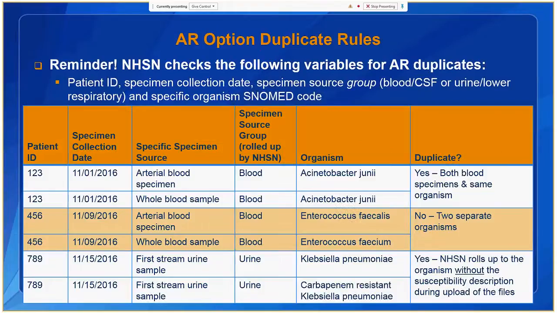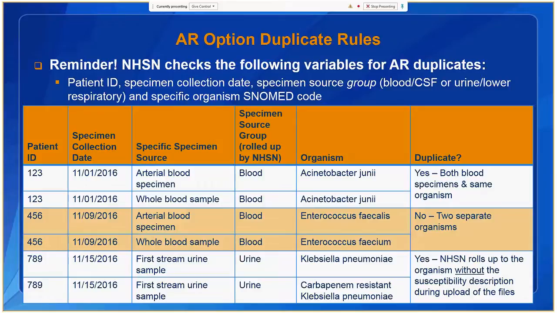And to tie those two CRs together, there are some important things to keep in mind when you're thinking about the AR option duplicate rules. As a reminder, the AR option will check the following variables for duplicates: the patient ID, the specimen collection date, the specimen source group, so that's invasive, meaning all blood and CSF, or non-invasive, all urine and lower respiratory, as well as the specific organism SNOMED code.